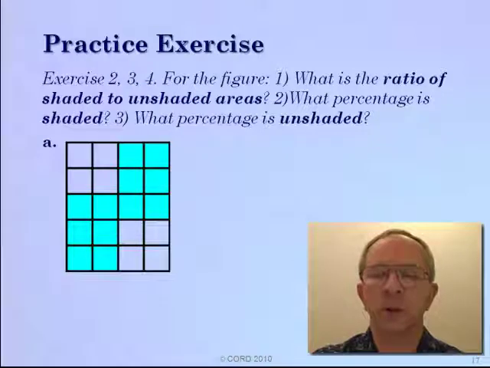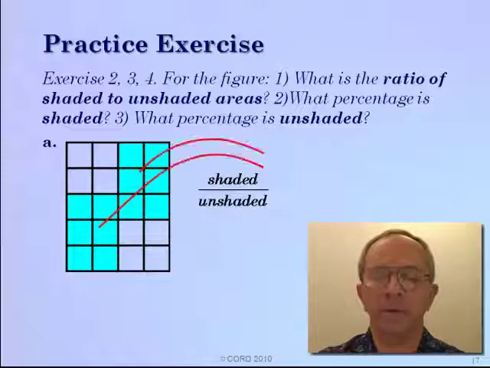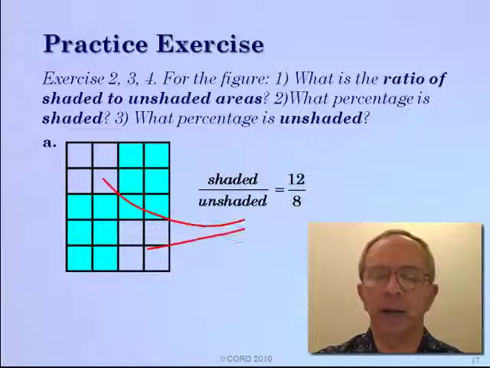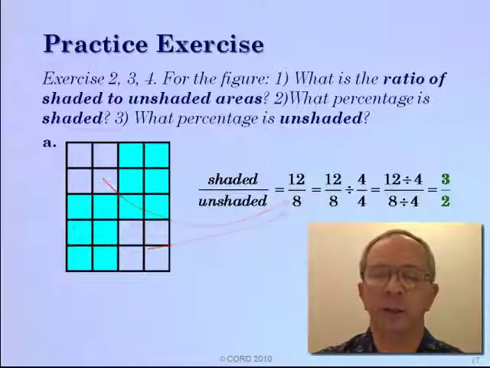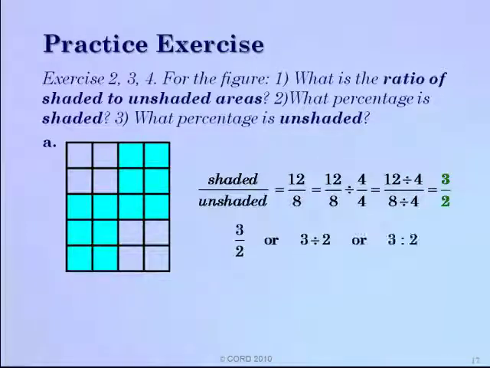What is the ratio of shaded to unshaded areas in this problem? Well, that would be the count of the number that's shaded divided by the count of the number that's unshaded, which would be 12 to 8, if you count those shaded squares, which we can write and reduce. We can divide both of them by 4, for example, and reduce to 3 to 2. So the ratio is 3 to 2, which we can write many different ways.